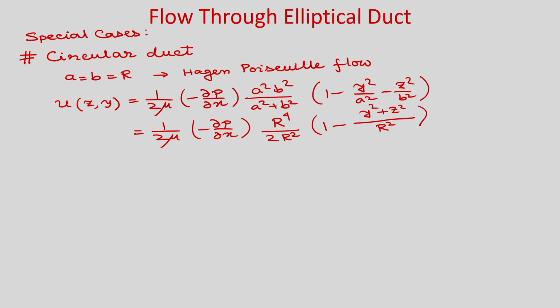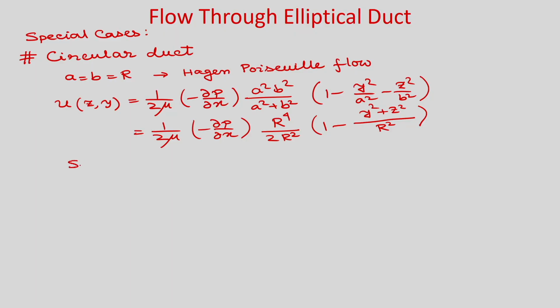So, now if we switch to cylindrical coordinates, and if we put small r square is equal to y square plus z square, then we can see the Hagen-Poiseuille flow velocity profile. So, now setting r square is equal to y square plus z square and switching to cylindrical coordinates.